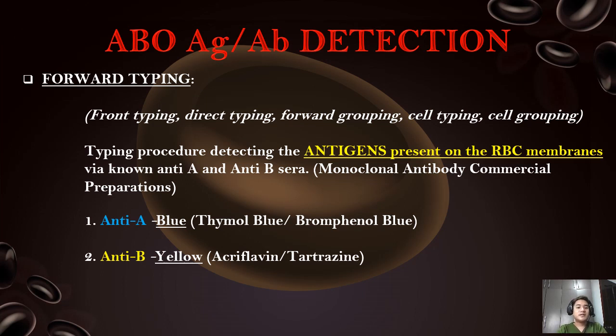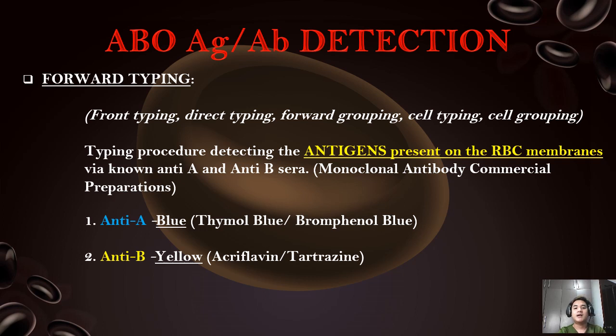So, ABO antigen and antibody detection. I believe that forward and reverse typing are the first topics in your blood banking laboratory subject. However, on these following slides, we will only tackle a brief overview of ABO antigen and antibody detection procedures, since the more complex discussion along with the procedures are designated in your laboratory subject.